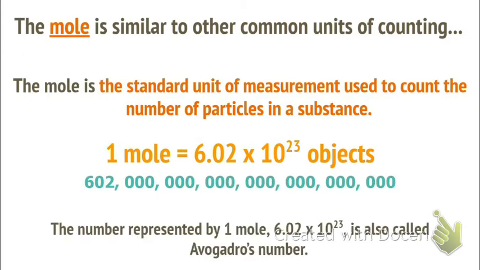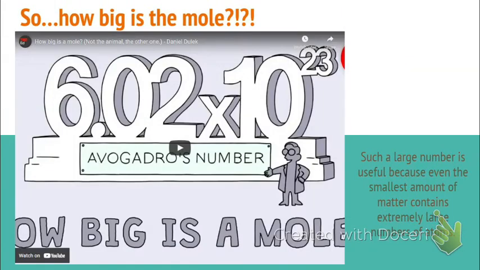Now, this number is called Avogadro's number. So 6.02 times 10 to the 23rd, Avogadro's number. Actually, it's also the reason why we celebrate Mole Day, 10 to the 23rd power. That's 10/23 or October 23rd. So let's watch this quick video about what the mole is.